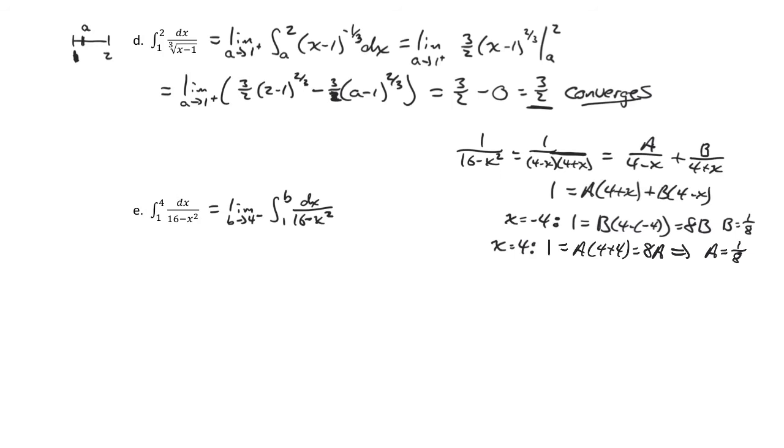I don't know. So here we go. The limit as b approaches 4 from the left, the integral from 1 to b of, okay, a was over 4 minus x, and that was 1/8. I'm just going to put the 1/8 out in front. 1 over 4 minus x, plus b, that's also 1/8, divided by 4 plus x, dx.